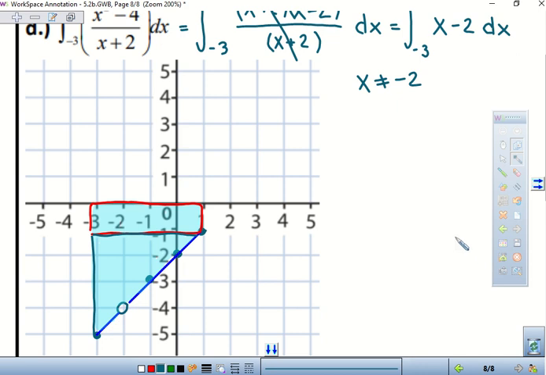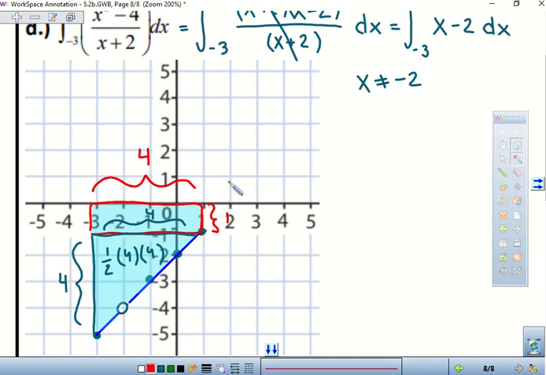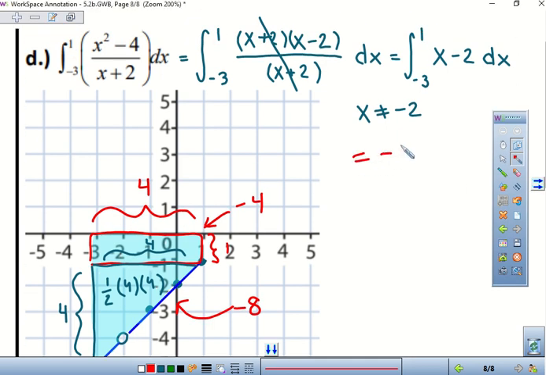So the whole thing is going to be negative. So what's the width of this rectangle? 4. What's the height of it? 1. And then the triangle is going to be 4 and 4. So this area is 1/2 times 4 times 4, which is 8, negative 8, really. And this area is negative 4, and negative 8, so it turns into negative 12. The whole thing is negative 12.